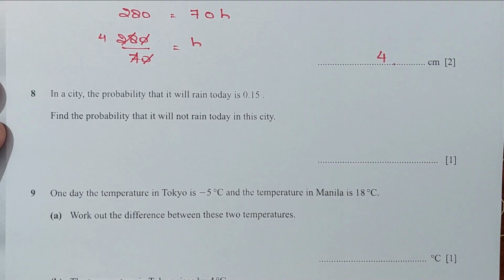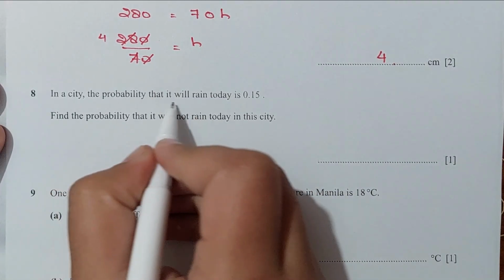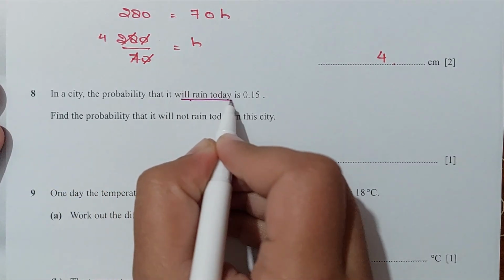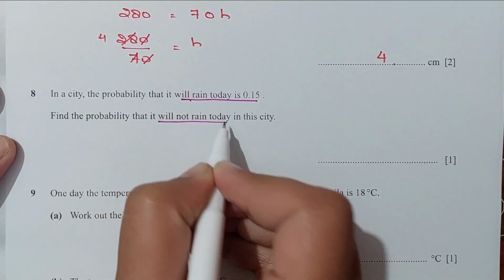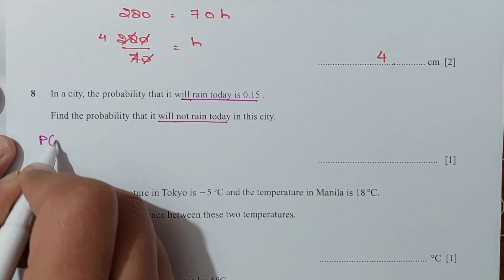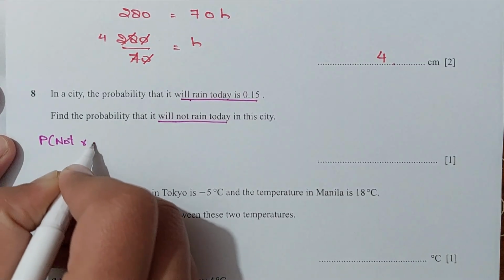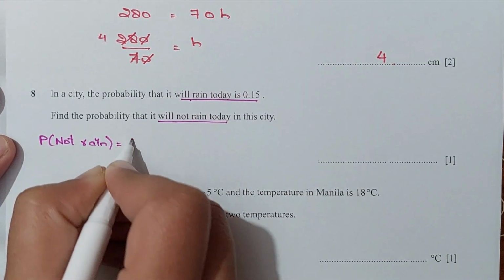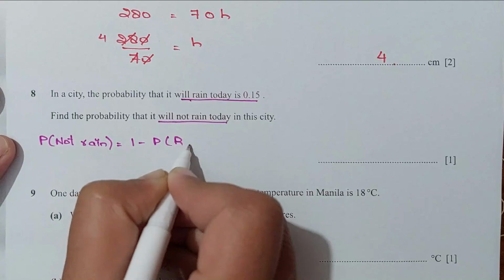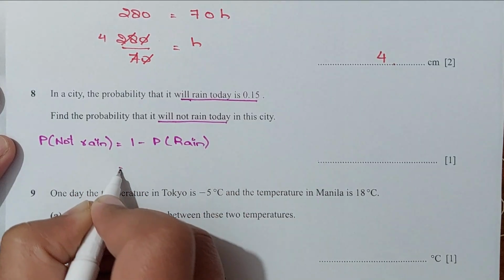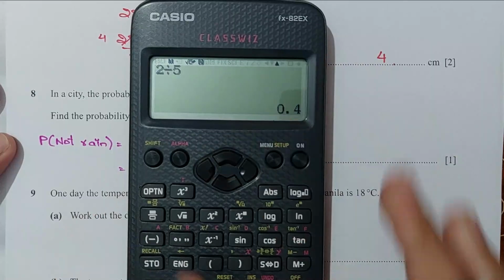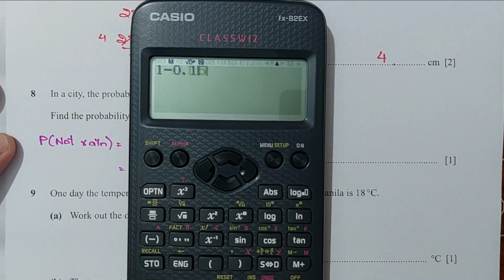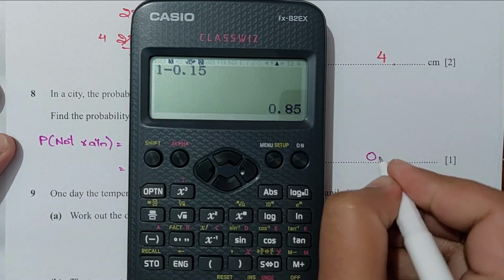Question number 8. In a city, the probability that it will rain today is 0.15. Find the probability that it will not rain today in the city. The probability of not raining is 1 minus the probability of rain, which is 1 minus 0.15, so that probability is 0.85.